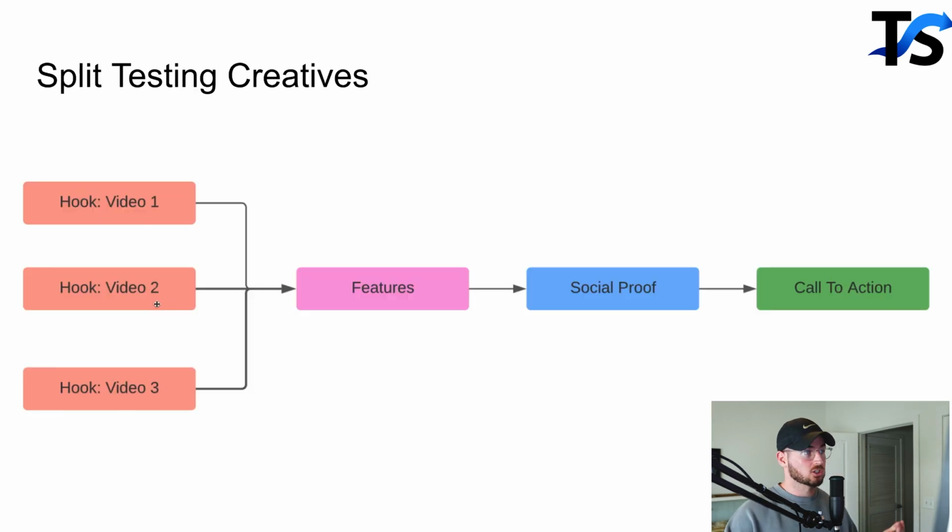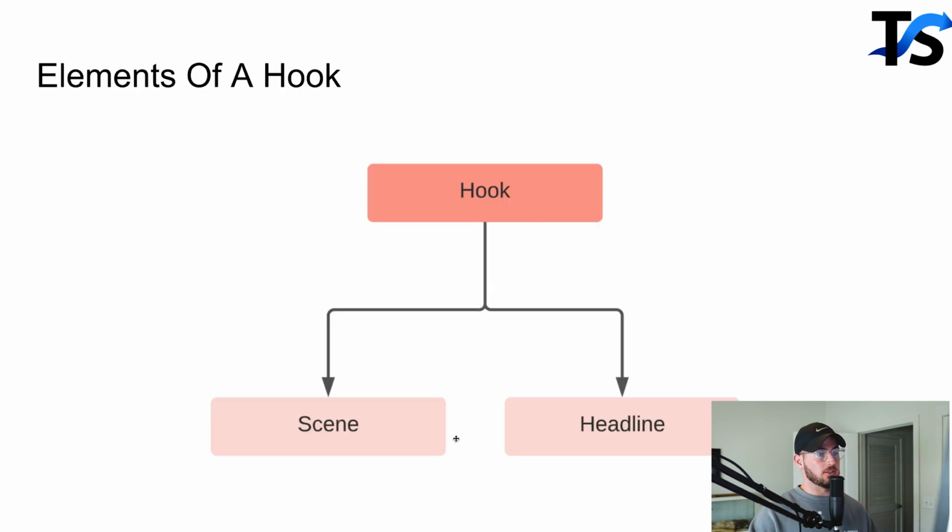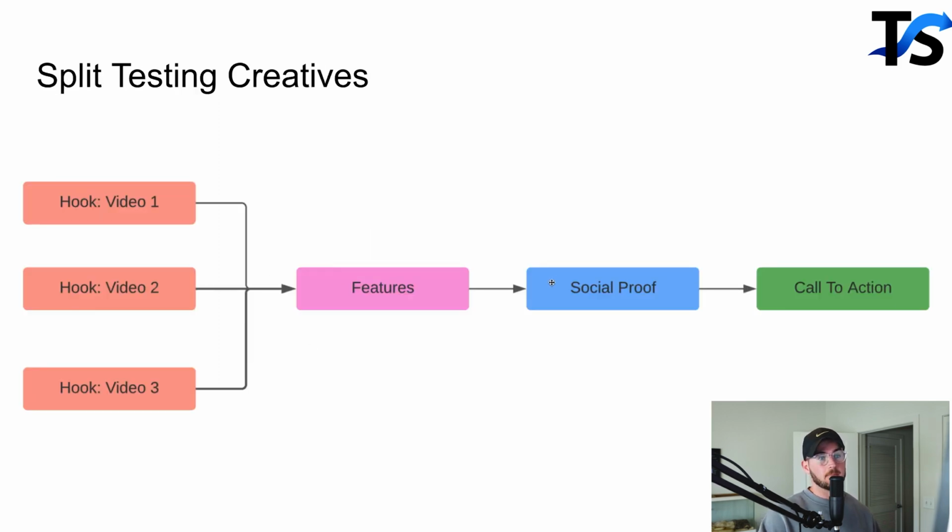So we'll test 3 different hooks against each other. We like to look at the video as blocks, like Lego blocks, and plug them together. We'll take this video and chop off the first intro, which could be anywhere from 3 seconds to 10 seconds long. The other half, feature, social proof, call to action, we'll leave all the same, and we'll test like 10 different intros against it. We'll try 3 scenes, 3 headlines. That basically creates 9 different variations: scene 1 with 3 headlines, scene 2 with 3 headlines, scene 3 with 3 headlines. It's 9 different videos that we'll be rendering, all with the same other half.